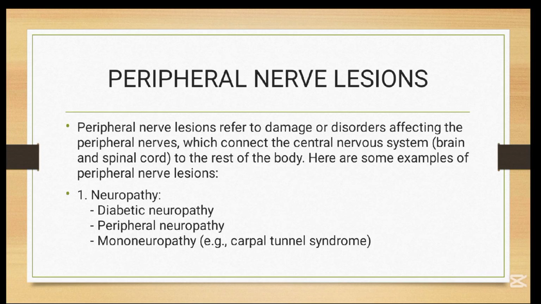The second topic of today is peripheral nerve lesions. Peripheral nerve lesions refer to damage or disorder affecting the peripheral nerves, which connect the central nervous system, brain and spinal cord, to the rest of the body. Here some examples of peripheral nerve lesions are: number 1, neuropathy, diabetic neuropathy, peripheral neuropathy and mononeuropathy. These are the types of neuropathy. And in mononeuropathy we can see carpal tunnel syndrome, CTS, in this type of condition.